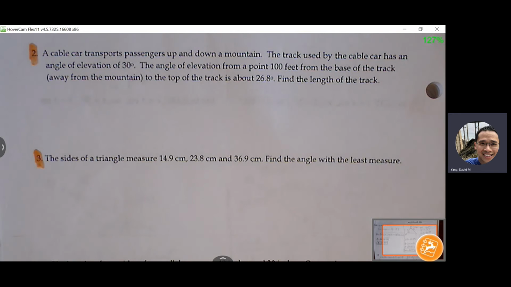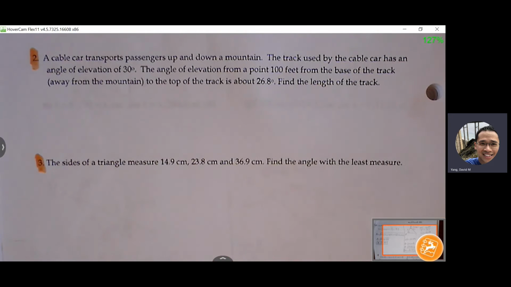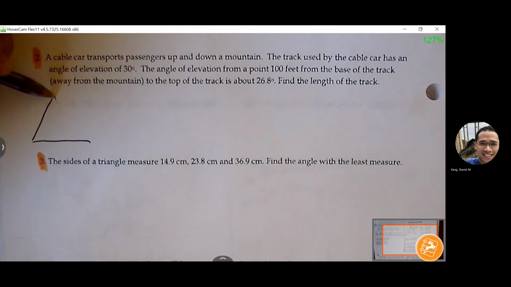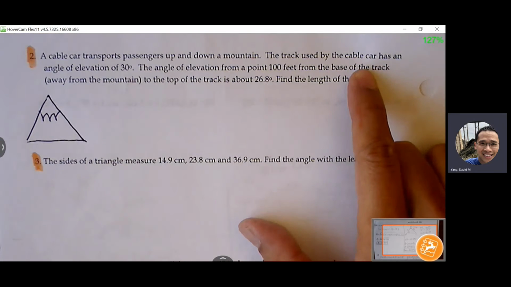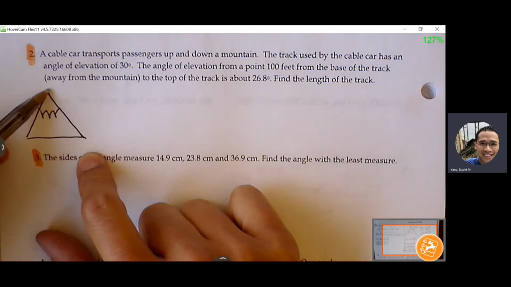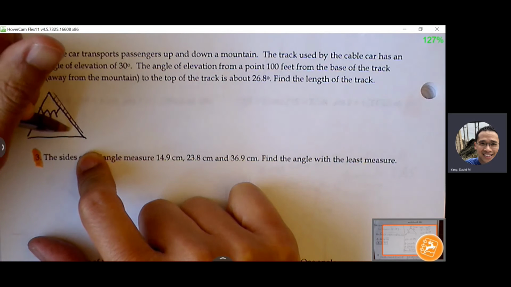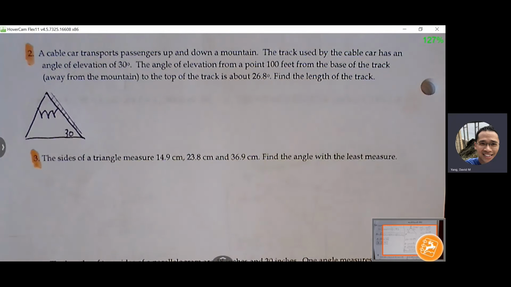Okay, so let's read the problem here. Cable car transports the passenger up and down the mountain. So we're going to try to treat a mountain like a triangle shaped. Track used by the cable car has an angle of elevation 30 degrees. So it's going to move up the mountain, right? This cable car, just use rails here. And then the angle of elevation is 30 degrees along the side of the mountain.